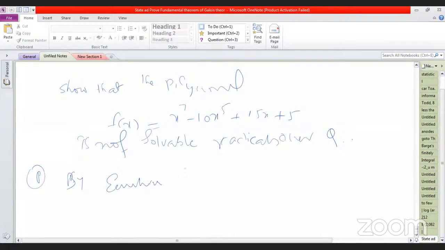By Eisenstein's criterion, f of x is irreducible. What is the meaning of irreducible? So the polynomial f of x is equal to x power 7 minus 10x power 5 plus 15x plus 5, not solvable by radicals over Q. It is in the question paper. I am telling you that by Eisenstein's criterion f of x is irreducible.